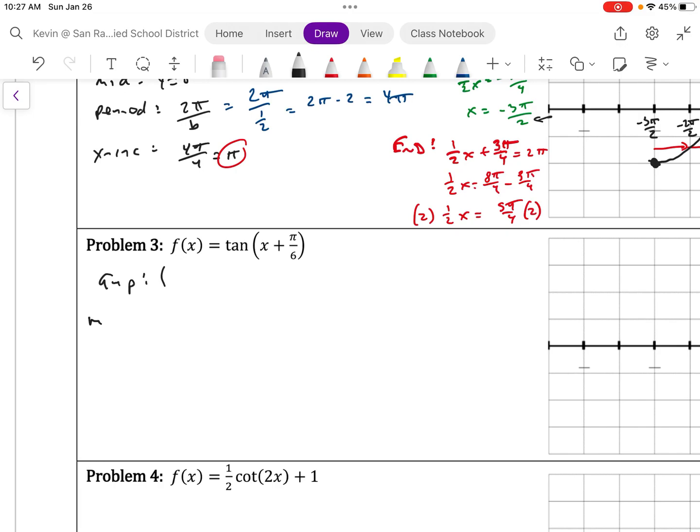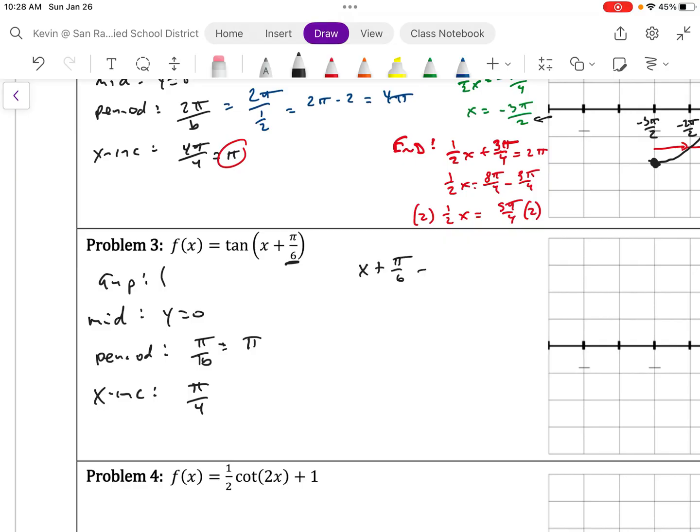Okay, so tangent. Let's get our key components here. So our amplitude, 1. Our midline, y equals 0. Our period, pi over b. Well, b is 1, so just pi. So this one looks pretty straightforward. All I really have is, let's get our x increments. X increment is pi divided by 4. Oh, this is what makes it ugly.